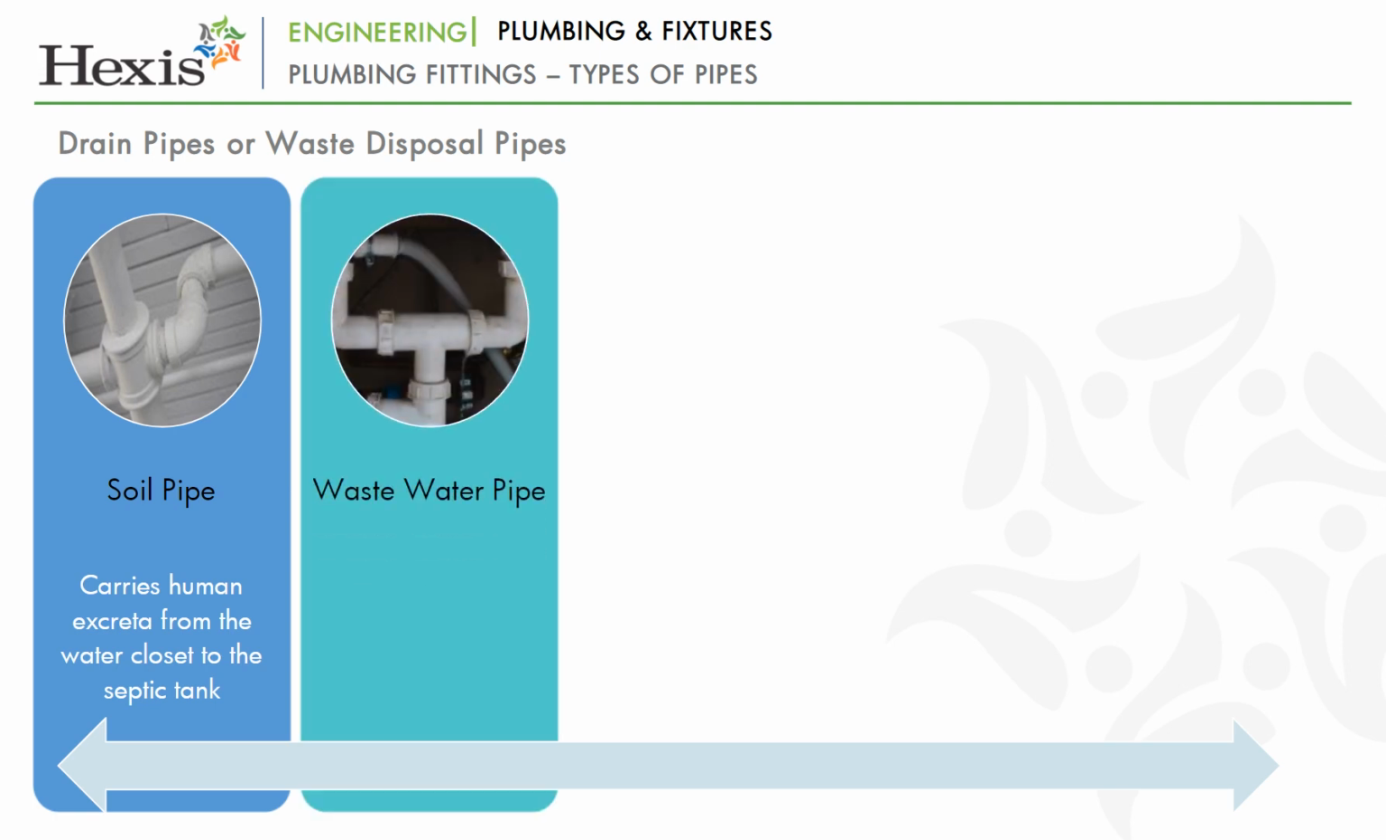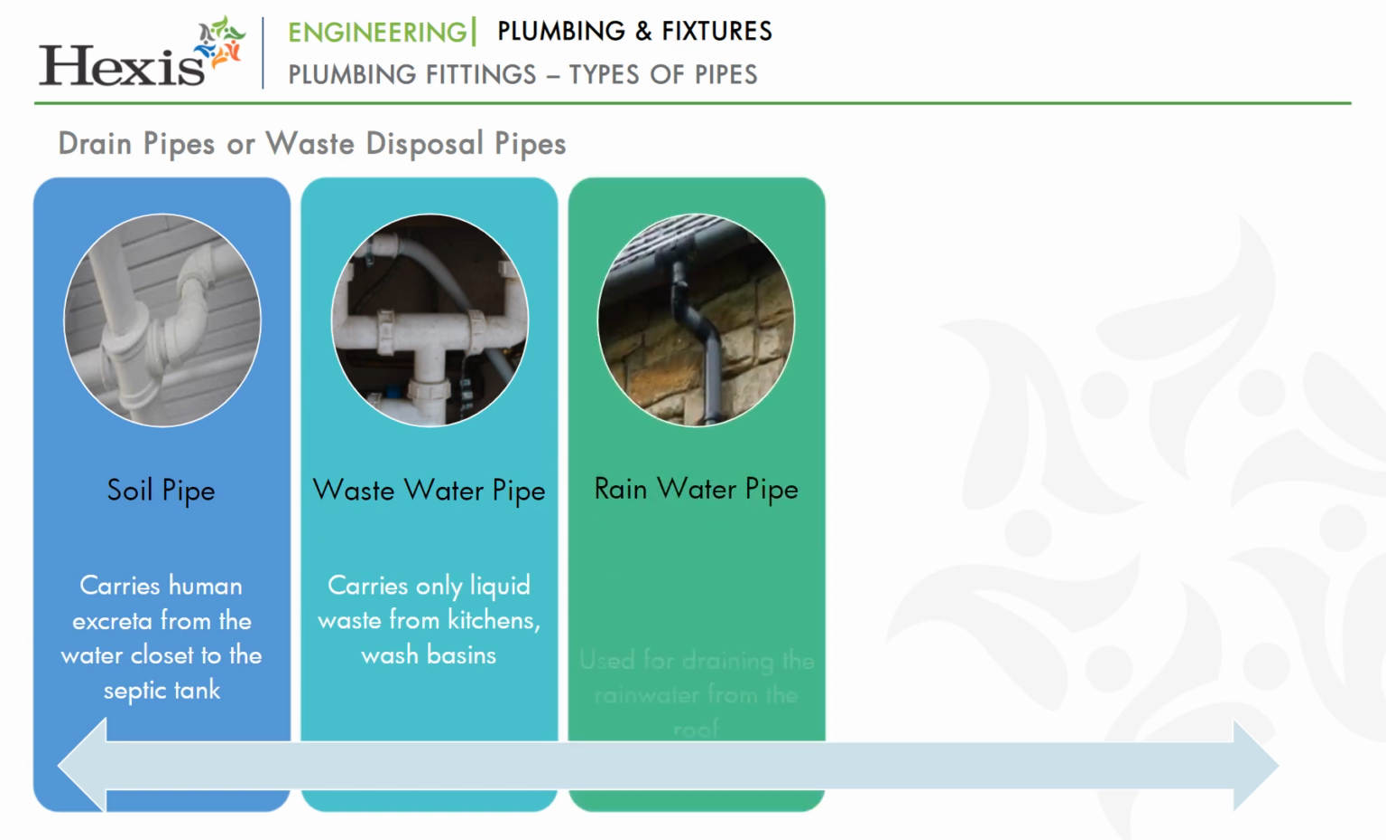Wastewater pipe carries only liquid waste from kitchens, wash basins, etc. They do not carry human excreta and are placed either horizontally or vertically, also known as wastewater stack. Rainwater pipe, a pipe used for draining the rainwater from the roof, which may be collected and used for gardening or farming, etc.